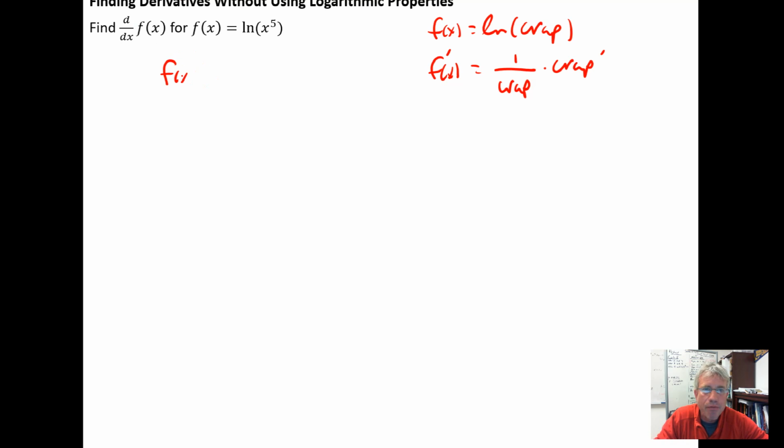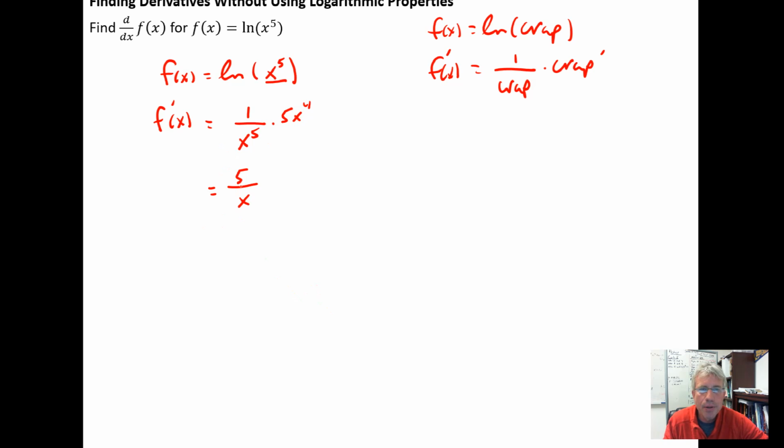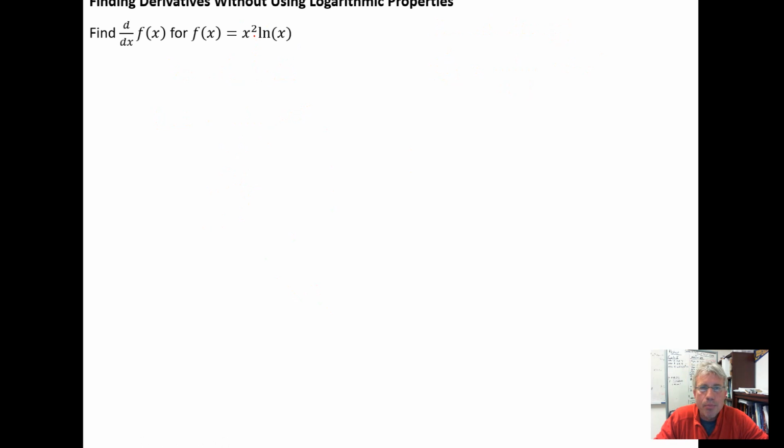So here I start with my f of x equals the natural log of x to the fifth. And again, I'm not going to use any logarithmic properties to simplify in this video. The next one we will. So the derivative in this case is just going to be 1 over the crap that's inside the log function times the derivative of the crap, which is going to be 5x to the fourth. And then you want to look at the numerator and denominator and simplify if you can. So we're going to get 5 over x to the fourth, and x to the fifth will simplify to just 5 over x.